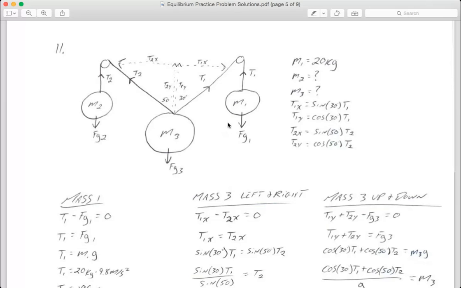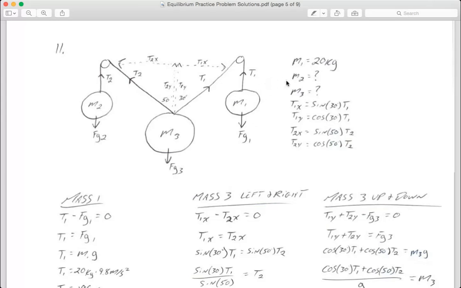Well, first things first, I have one object, two objects, three objects hanging from some strings. Those strings go over pulleys and everything is stationary. So here's one string. I'm going to call that tension 1. Here's the other string. I'm going to call that tension 2. The only number that we're given is that the mass of this object is 20 kilograms.